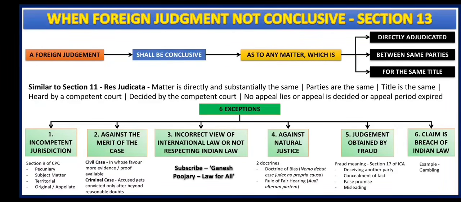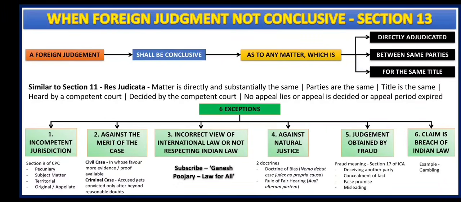The third exception is when a foreign judgment has incorrect view of international law or not respecting Indian law. When I say international law, it may be public international law or private international law. And to understand these concepts, you need to visit my playlist on public international law, where I have defined what is public international law, what are private international laws, and what are the differences between these two. I think you need to invest some time on there. And with that, I am moving to the fourth one, which discusses about when such judgments are against natural justice.